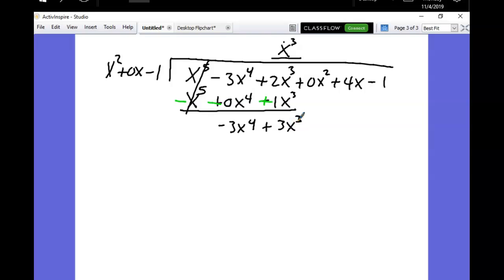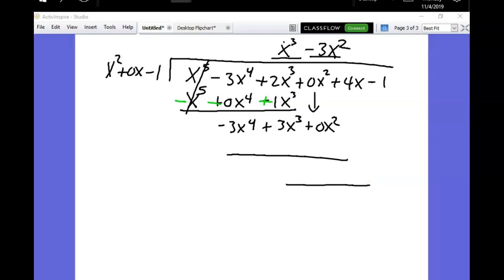Good. And then, yep. Okay. Yeah, bring down the next one, which is 0x squared, and then we repeat. So, I want you guys to see if you could do all three of those steps. Now you're going to need something here. Don't forget to change your signs, and I want to see what you guys get, so go ahead.